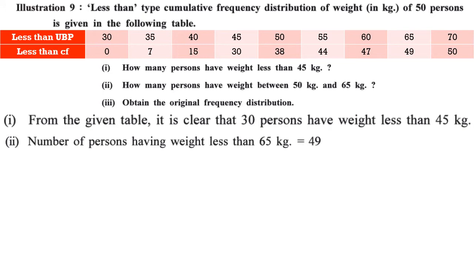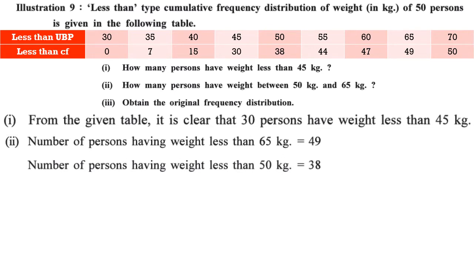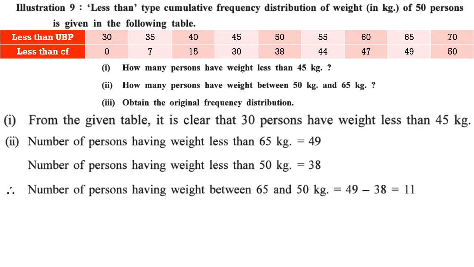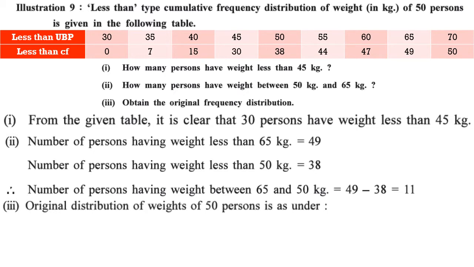In the second question, we have to find the number of people between 50 kg and 65 kg. So first of all, people less than 65 kg are 49. People less than 50 kg are 38. So when we find the difference between these two, we will get the people between 50 kg and 65 kg. So the answer here is 11. So less than 65 kg are 49, less than 50 kg are 38, and the difference gives us the answer, in between are 11. Now we will get back to the third one.